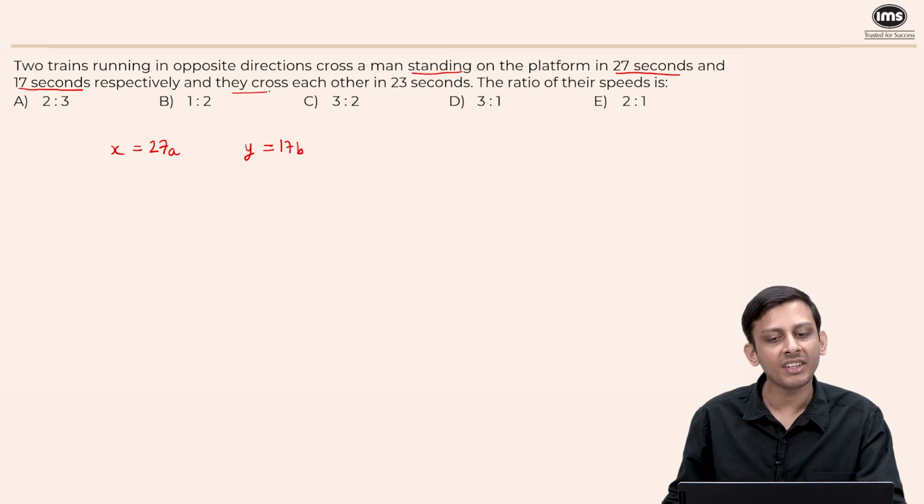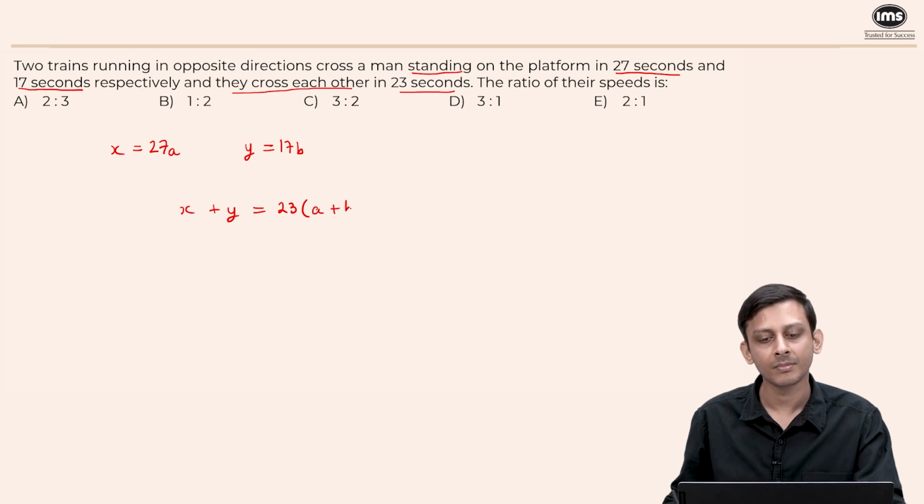And then they cross each other, which means the trains cross each other in 23 seconds. When 2 trains are crossing each other, the distance will be the sum of the lengths of the 2 trains. Length of the first train is x. Length of the second train is y. So the distance will be x plus y. And distance is equal to time into speed. Time is 23 seconds. And the trains will be moving towards each other because they are traveling in opposite directions. So the relative speed will be the sum of the speeds, which will be a plus b.